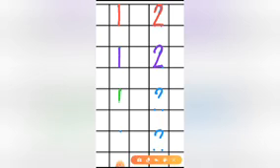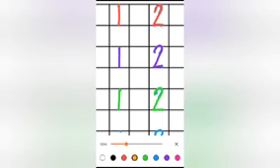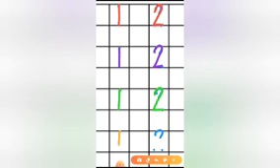Again, write number 1. Come down and stop. This is number 1. Now, write number 2. Make a round head. Make a slant line. This is wrong. I'm going to erase it. Make a round head. Slant line. Go back on the line. This is number 2. Write it once again. Come down straight and stop. Number 1. Now write number 2.